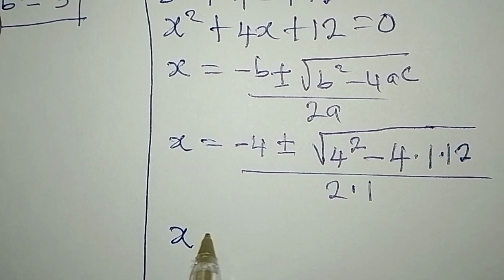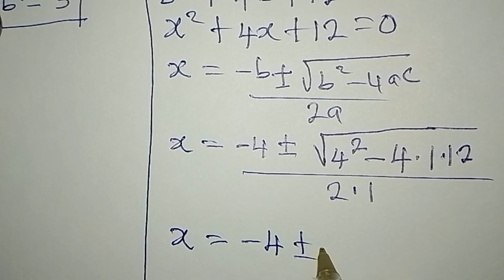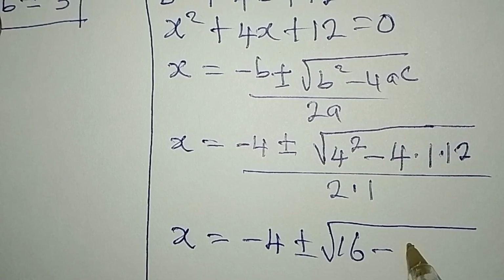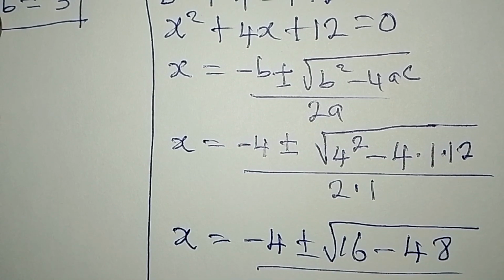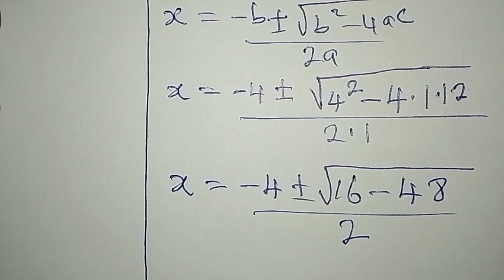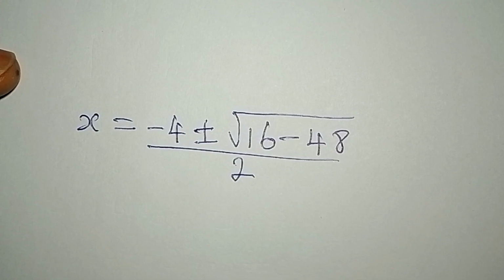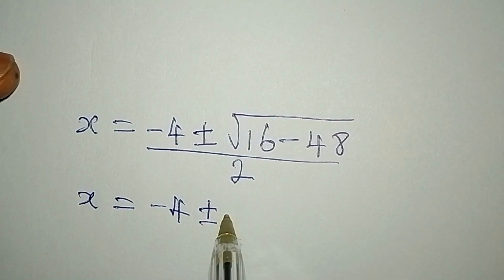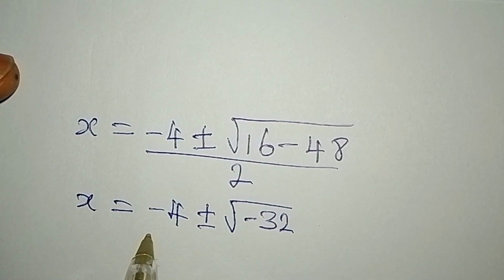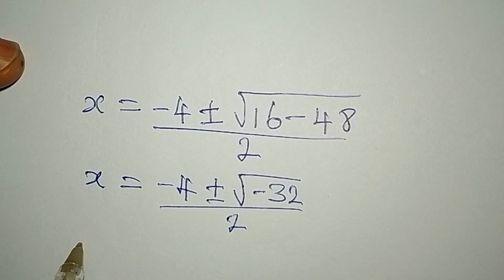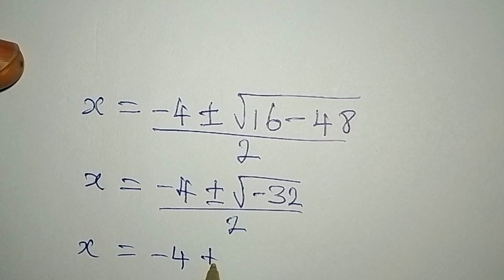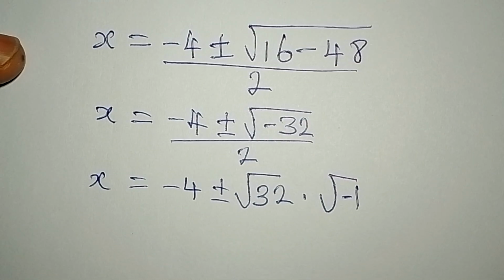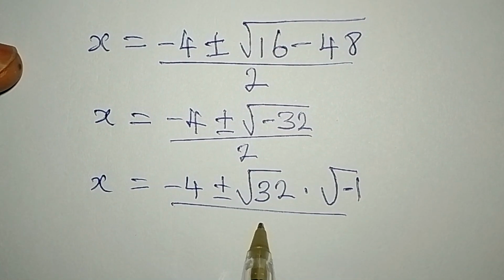To continue with this, our x will be equal to minus 4 plus or minus, then 4 squared is 16, minus 4 times 1 is 4 times 12, that will be 48. So this will now be over 2 times 1, and that is 2. Okay, so let's continue. So x will be equal to minus 4 plus or minus square root of negative 32, and that will be over 2. Now, to continue, x will be equal to minus 4 plus or minus square root of 32 multiplied by square root of negative 1. What I've done is to pick out the negative, then divide this by 2.